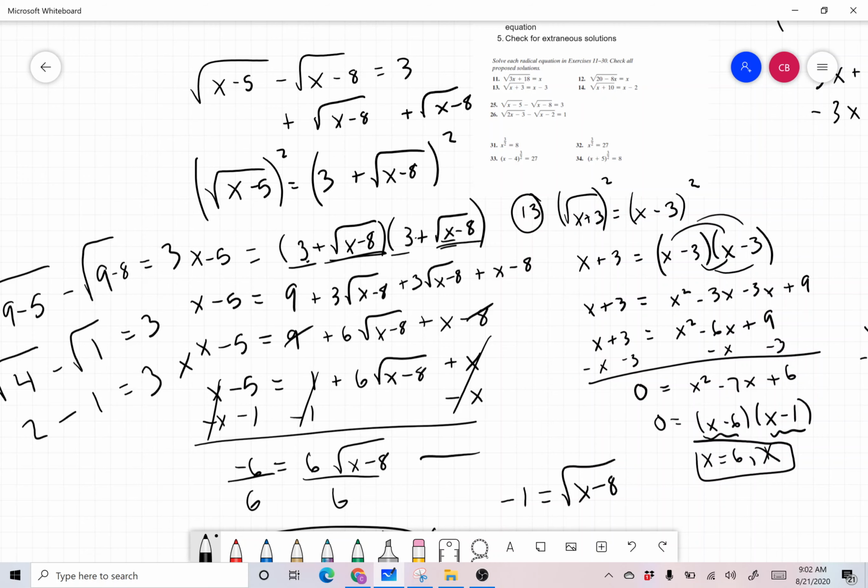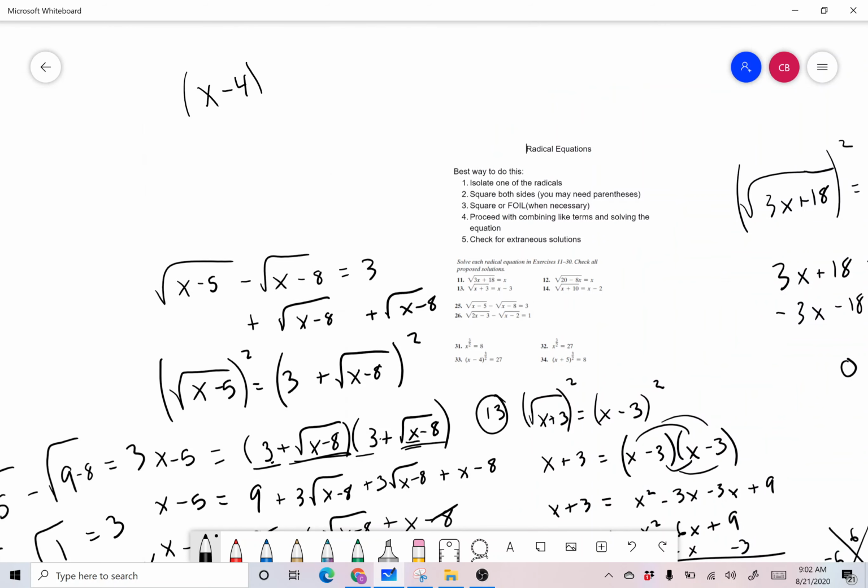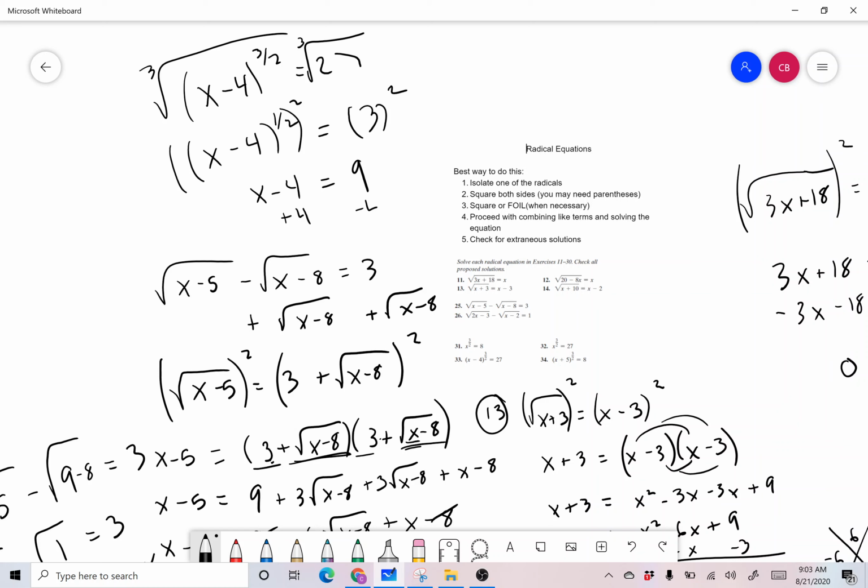So let's do x minus 4 to the 3/2 is equal to 27. So I'm going to do the third root. So I have x minus 4 to the 1/2 power is equal to 3. Then I square both sides. Remember, this is the square root, so this is x minus 4 is equal to 9. And x is equal to 5. Oh, I'm sorry, this is plus. x is equal to 13.